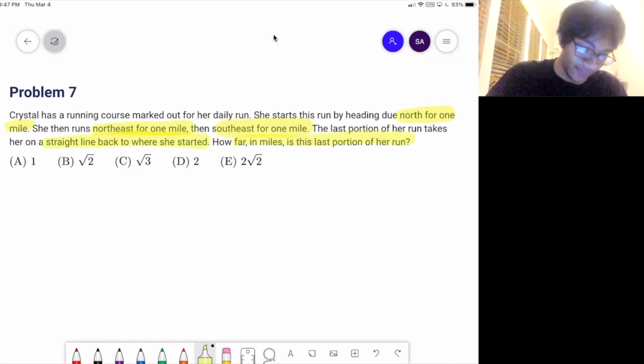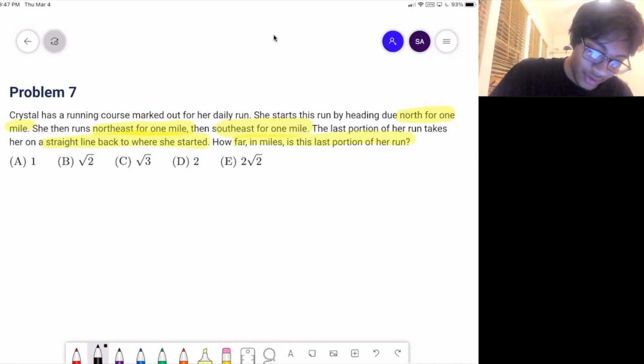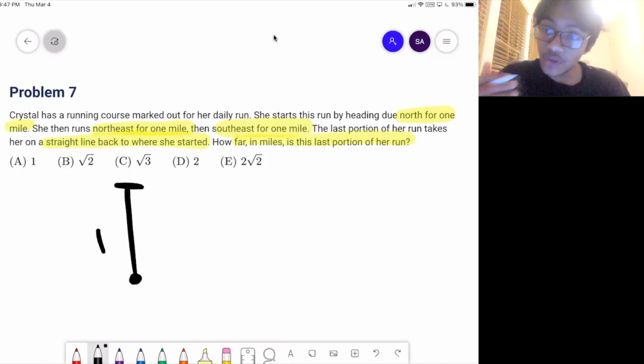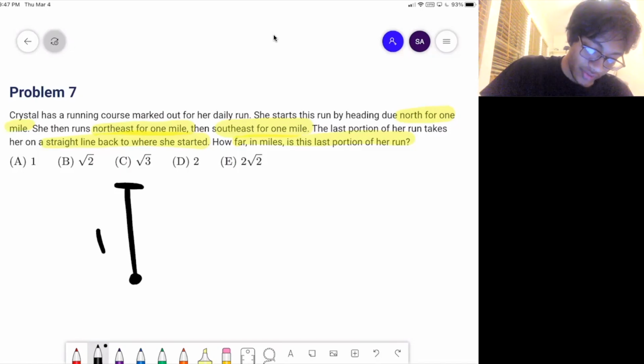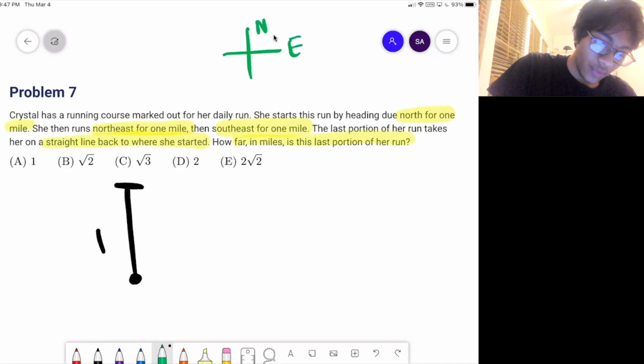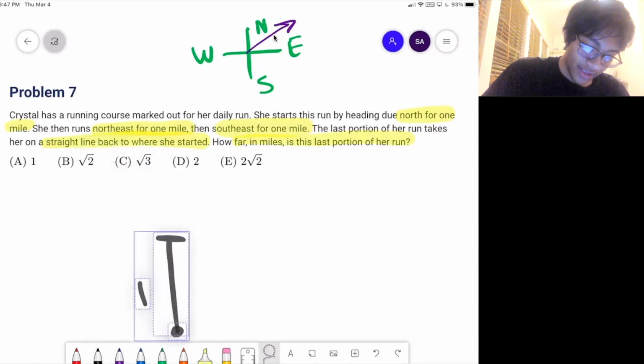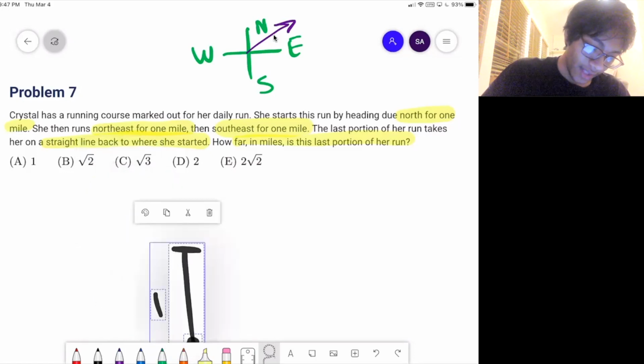All right, so let's see if we can understand what's happening. Crystal starts by heading due north for a mile. So here, this is 1 mile. And then she heads northeast for a mile. If you don't know your directions, it's good to list them out: Never Eat Soggy Waffles. So northeast would be in this direction, right? After she goes 1 mile north, she's going to go a mile northeast.